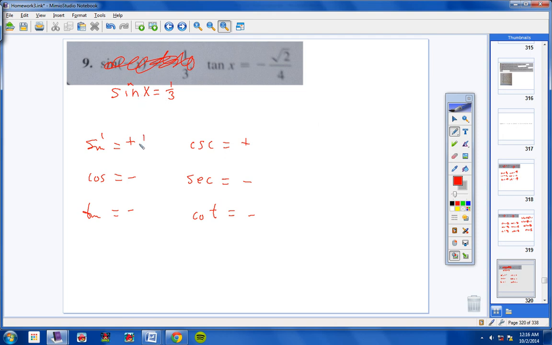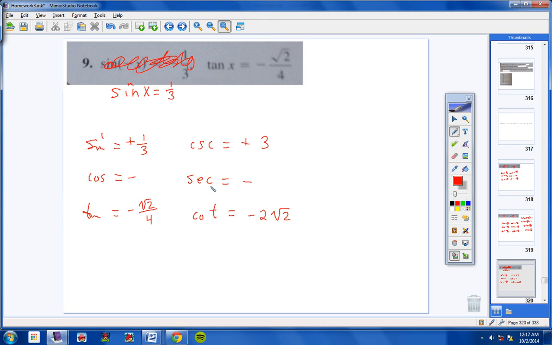Sine is 1/3. So cosecant would be 3/1. Tangent is square root of 2/4. So over here I would have 4 over square root of 2. Now we got to rationalize that. If we rationalize it, we'll get 4 square root of 2/2. And notice these outside numbers can cancel. 1, 2. So 2 square root of 2/1.